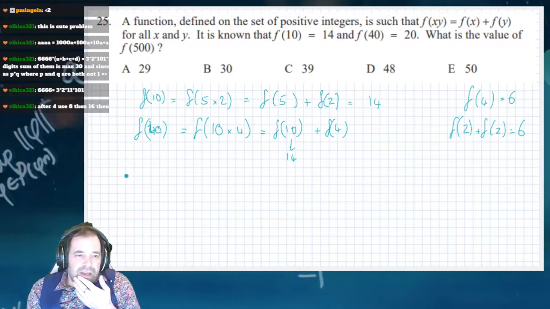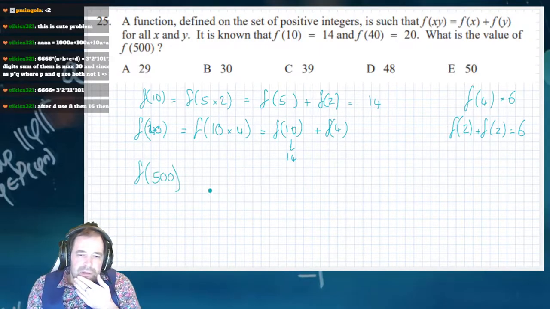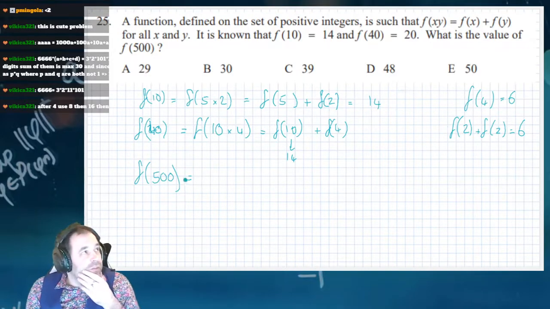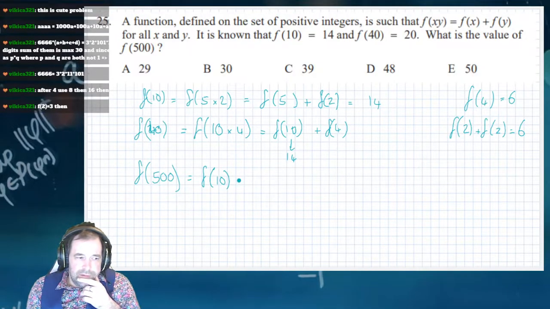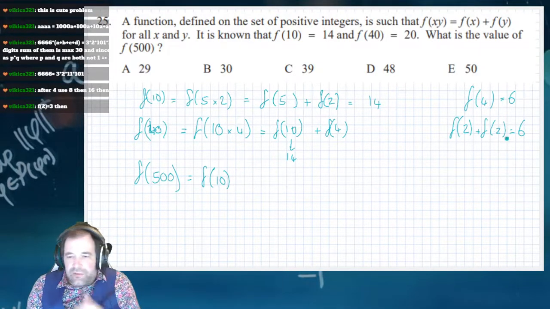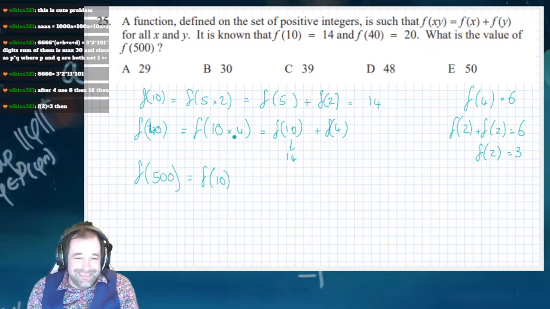So we can say f of 500 is going to be... how many 40s in 500? It doesn't go, does it? We can say that's the same as saying f of 10. Yes, you're absolutely right, I'm being stupid. F of 2 is 3. Sorry, I missed that step, Vic.